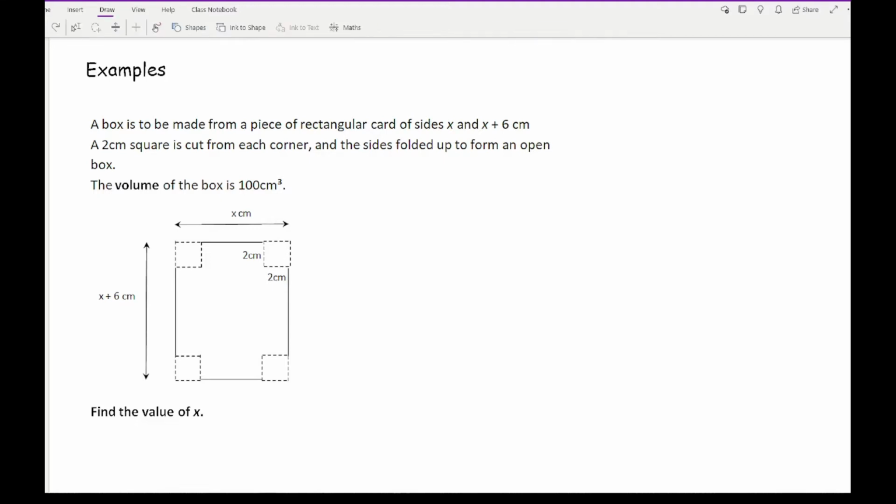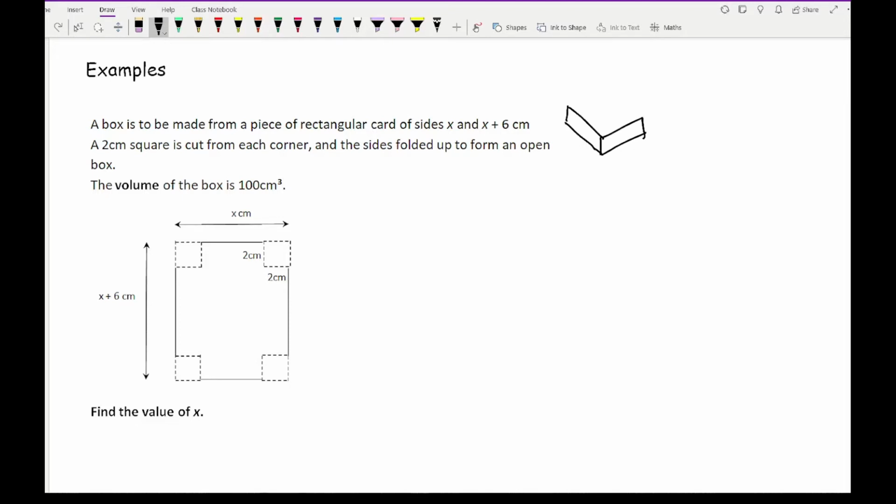Now looking at this net of this particular shape, if I just quickly draw, and again excuse the drawing, then what this box will look like is something like this, where the box is open and you've got something that looks like this. Now to work out the volume, obviously we've got this length here, we need this length here, and we need this length here.